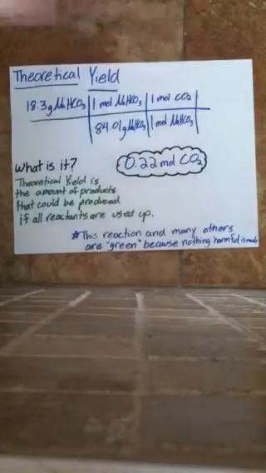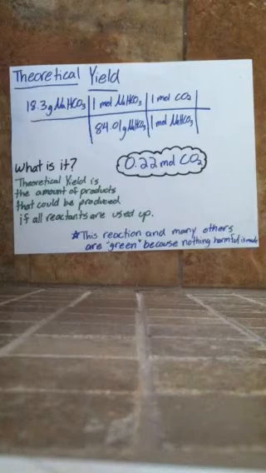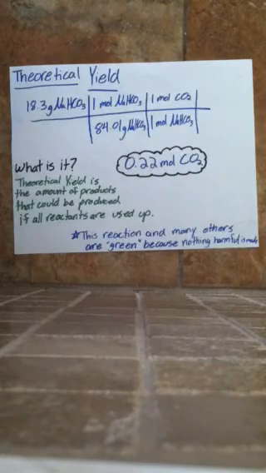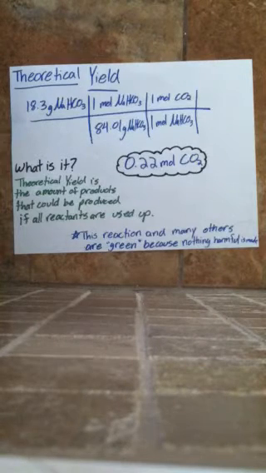Next, we're going to talk about theoretical yield. What is it to start? Theoretical yield is the amount of products that could be produced if all the reactants in an experiment are used up. Now, to get this, you do the factor label method and you make a tree.